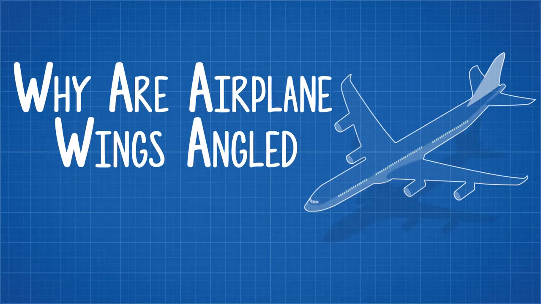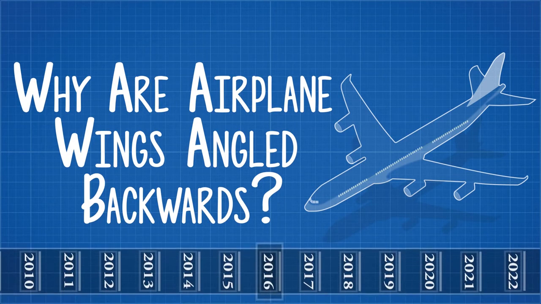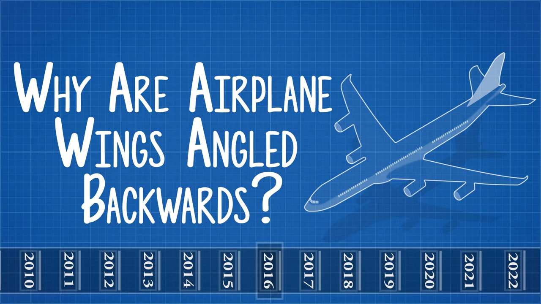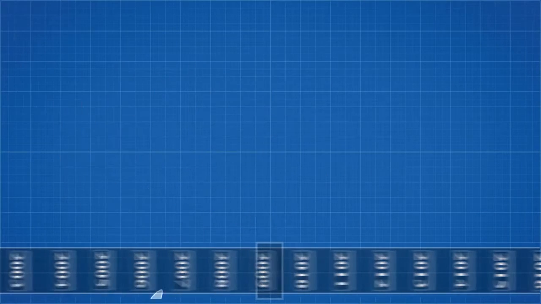Why are plane wings angled backwards? Today most planes have a swept wing design and this helps the plane fly faster, but it wasn't always this way. Let's look back in time and learn how this technology was developed and what we learned in the process.